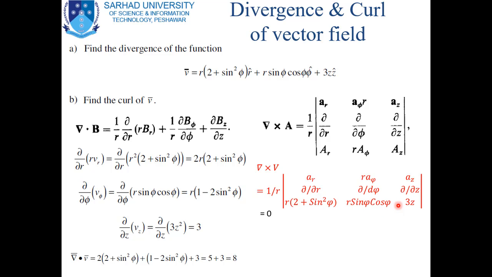And then we will write the z component of vector v, and after calculating the determinant and multiplying it with 1/r, our determinant will be equal to 0, and then multiplied with 1/r, the overall result is 0. So the curl of v is 0 while the divergence of v is 8.